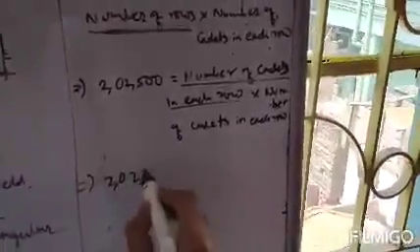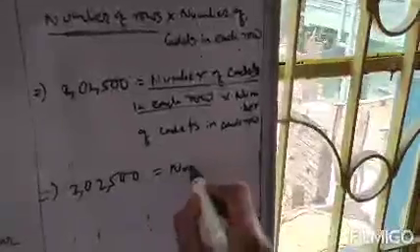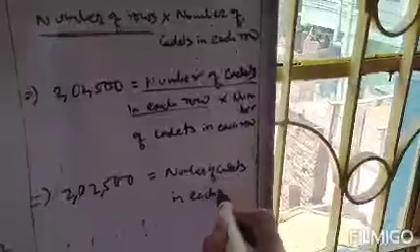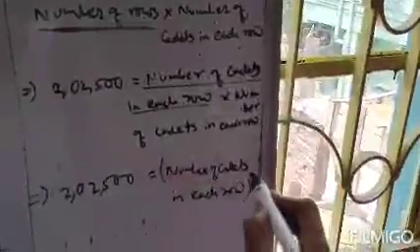Since these two are equal, we can put the number of cadets in each row in place of the number of rows. Why are these two equal? Because this is a square, and the sides of a square are all equal. Therefore the number of rows will be equal to the number of cadets in each row. So 2,02,500, which is the total number of cadets, equals the number of cadets in each row squared.